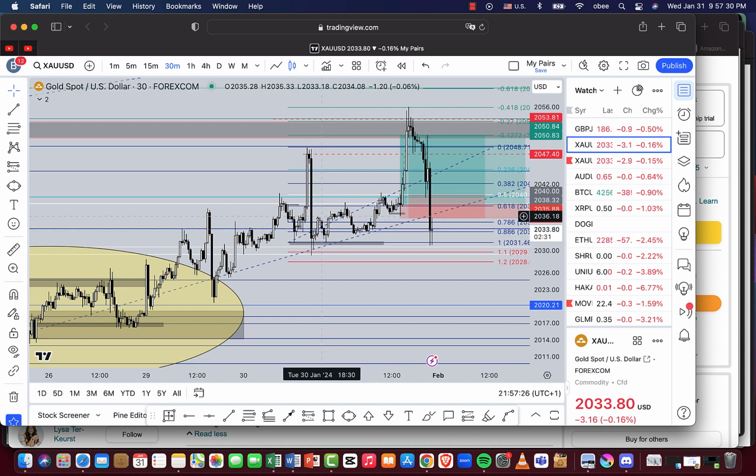Price comes over on this area right here. Tested this area. I mean, it broke past that area. So we have a first break. We have a first break. Now, these are my confirmations.